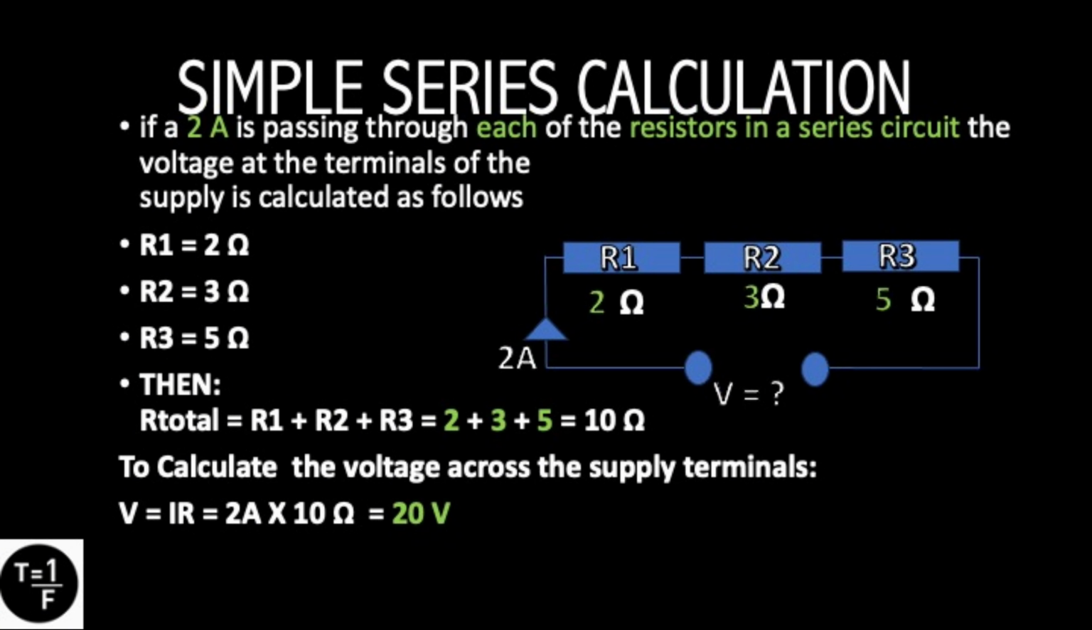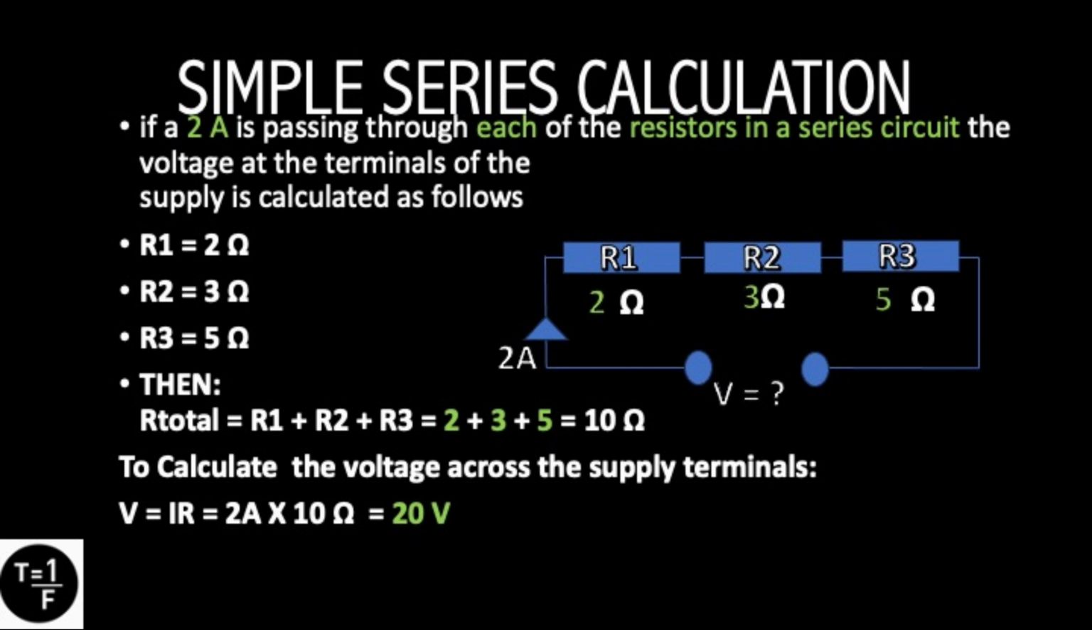In the image above, we have a simple series calculation. Let's run through it. If 2 amps is passing through each of the resistors in a series circuit, the voltage at the terminals of the supply is calculated as follows. R1 equals 2 ohms, R2 equals 3 ohms, R3 equals 5 ohms. So we already know resistance total is R1 plus R2 plus R3. So we replace them with the values in line. So 2 plus 3 plus 5 equals 10, so that will be 10 ohms.